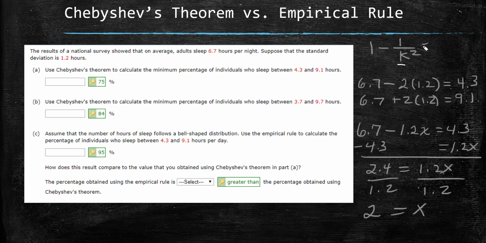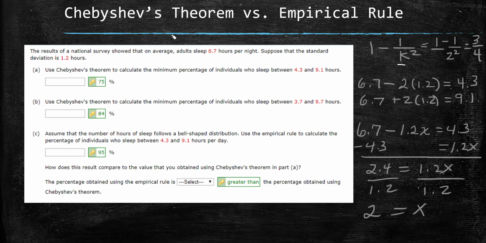So now if I put that in the formula, 1 minus 1 over 2 squared, I get 3 over 4, which is 75%.